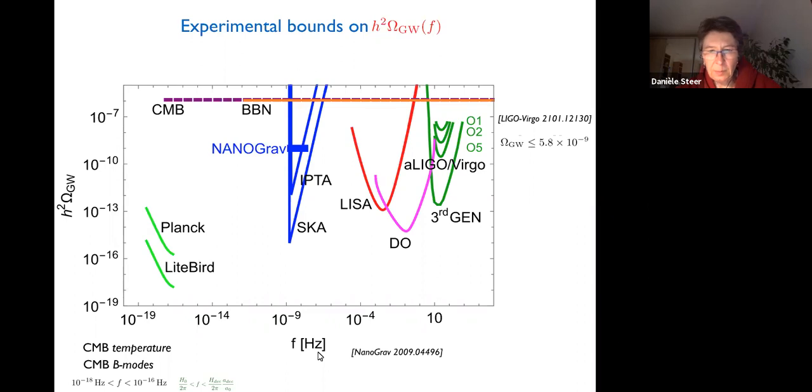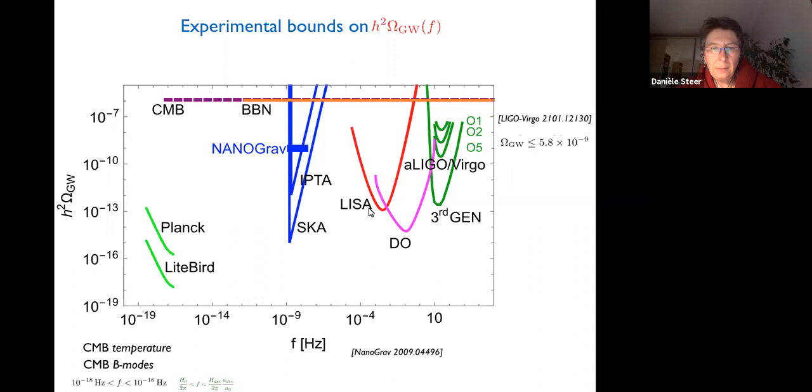So this is an exciting period because there are new constraints coming in. Already from the LIGO-Virgo collaboration, there was a recent paper, here's the reference, very recent, which put a new upper bound on omega gravitational waves in the frequency band, of course, of LIGO. It depends on the assumptions for the frequency dependence, but it's basically less than something of order 6 times 10 to the minus 9. So it's approximately the order of 10 to the minus 9 here.